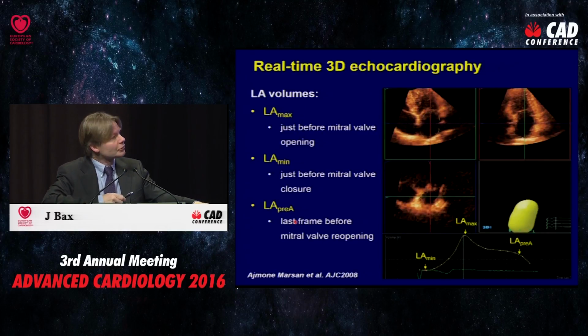But it is important to realize that if you use real 3D imaging, you have a maximum volume, which is just before mitral valve opening. You have a minimum volume, which is just before mitral valve closure. And we have what we call LA pre-A, which is the last frame before mitral valve reopening. And here you see the volumes, how they change over the cycle.